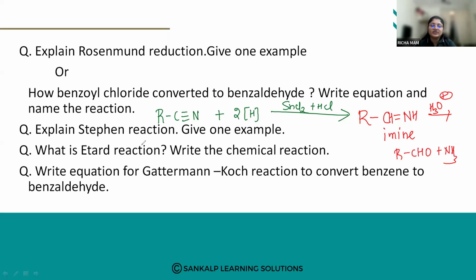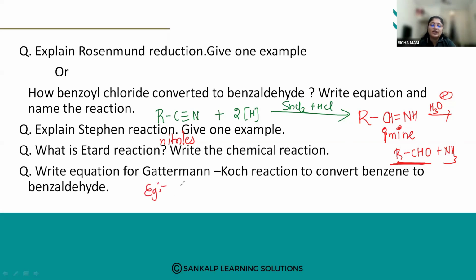So in the Stephen reaction, we do reduction of nitriles with stannous chloride and hydrochloric acid. First it gives you imines, and this imine on further hydrolysis will give you aldehyde. So nitriles on reduction give imines, and imines on hydrolysis give aldehyde. Let us give an example.